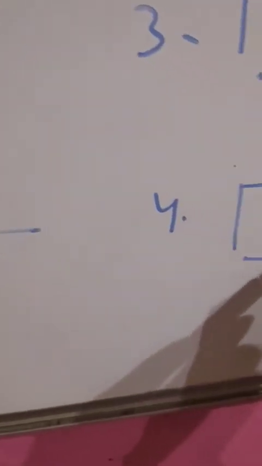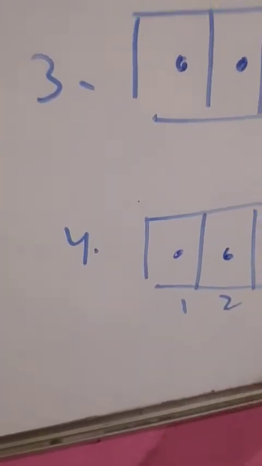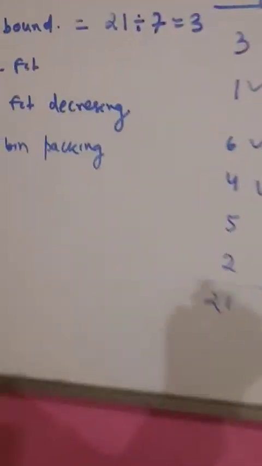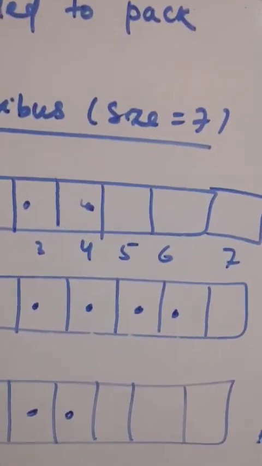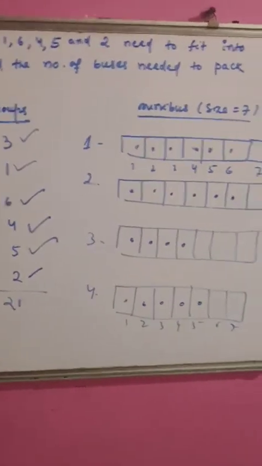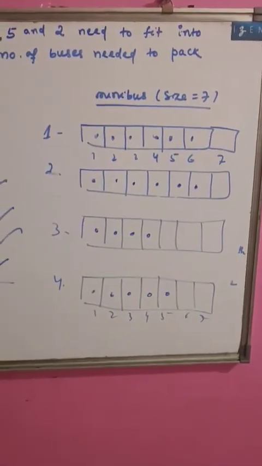So here I am accommodating 5 students. Now the final group, that is number 2. I'll go to the first; 2 is vacant, so here I am accommodating 2. So this is the way the entire group of 21 students has been accommodated in 4 buses.